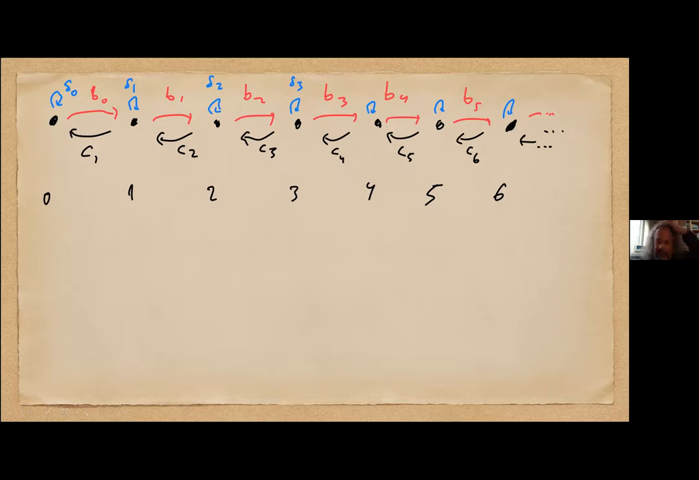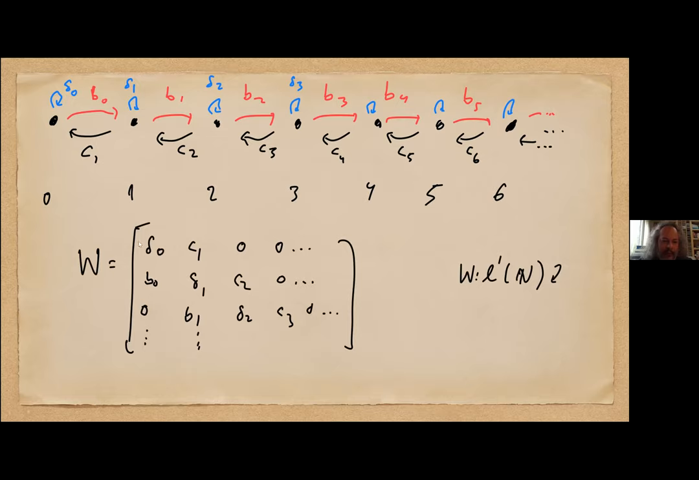This is not so easy to consider because here, if you write the operator, the matrix is infinite, no longer finite. So you need to consider this as an operator. W is a linear operator acting on this Banach space.